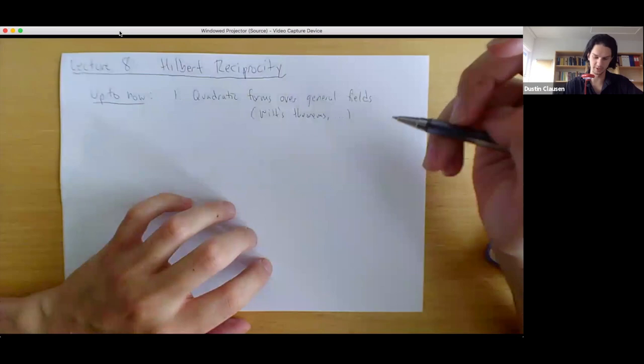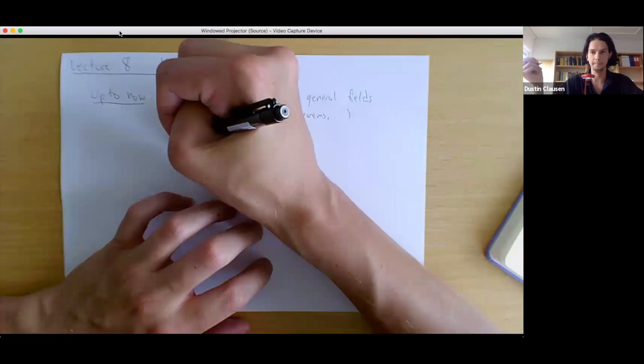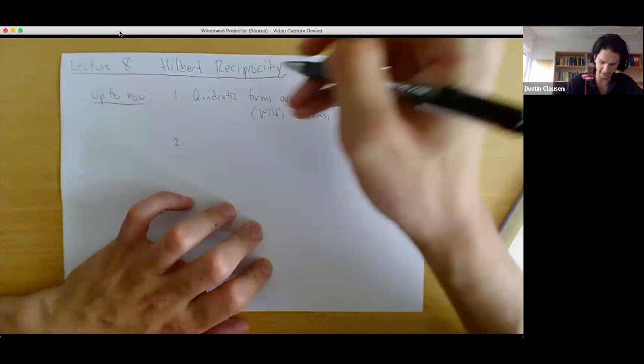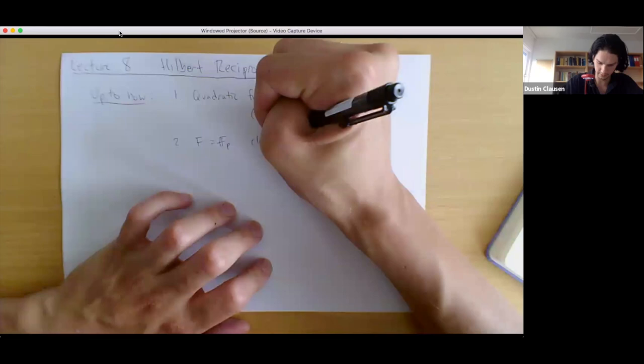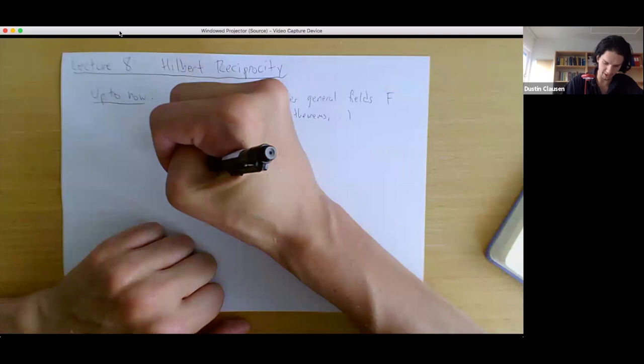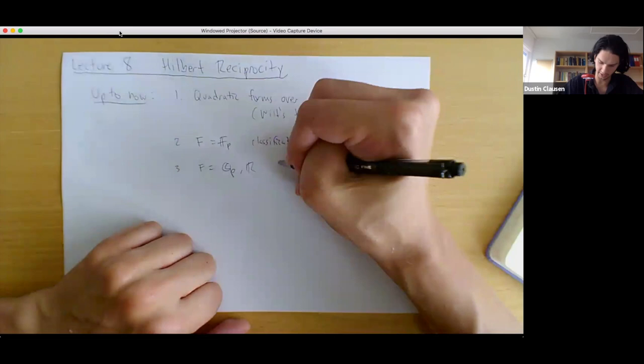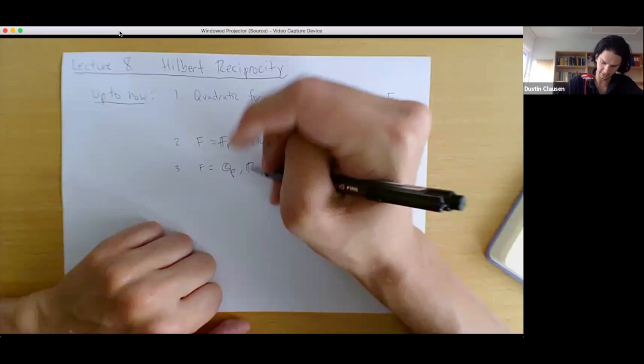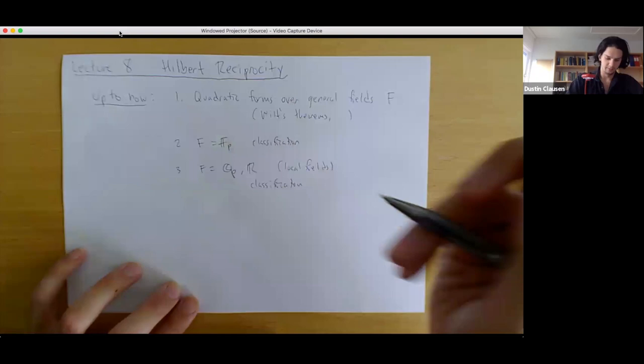But then we also saw some things for certain more specific fields. So we saw for finite fields, for example, F_p, we gave the classification. And that was fairly simple. And we also saw for p-adic numbers or real numbers, or more generally local fields, we also gave the classification. And so what about from now on, what are we going to be talking about?